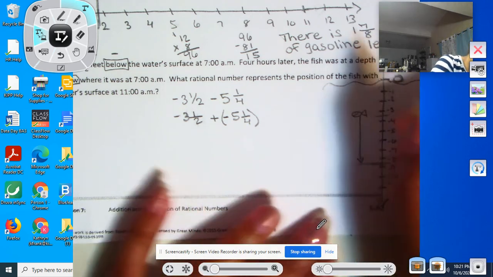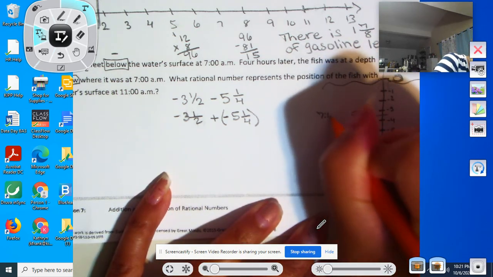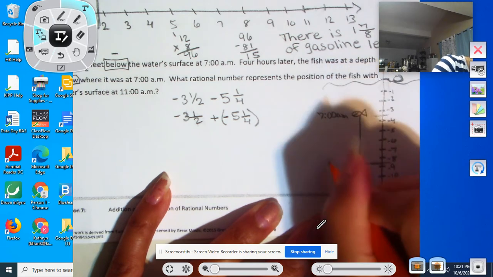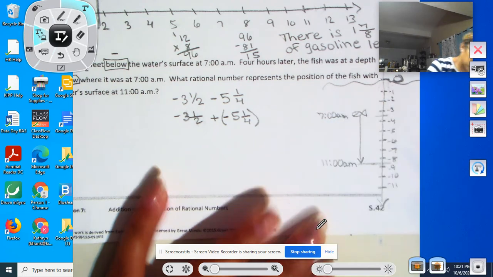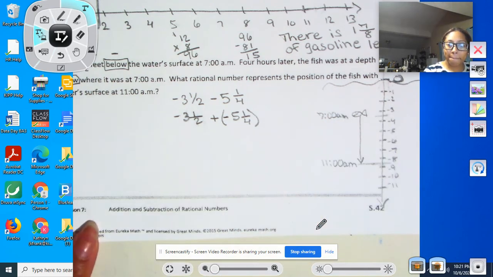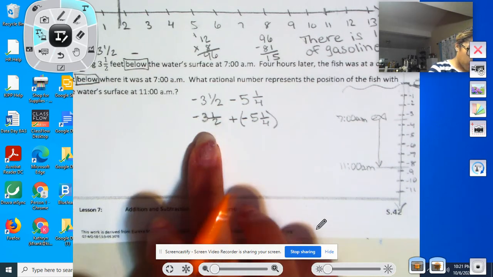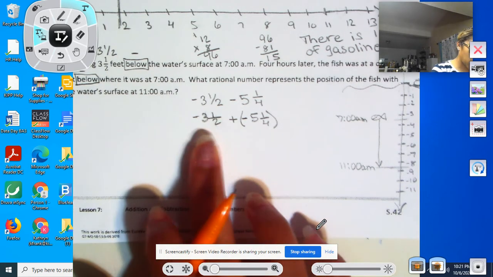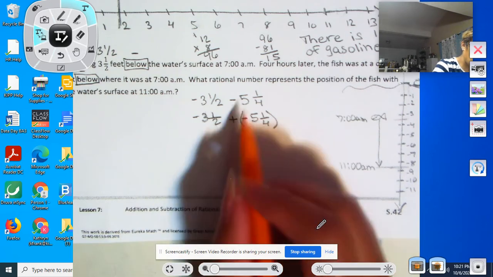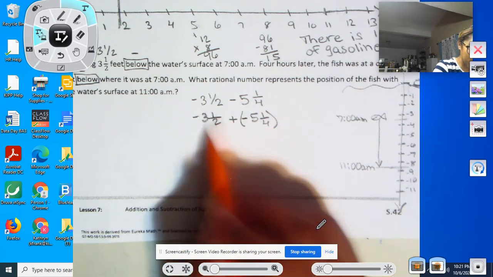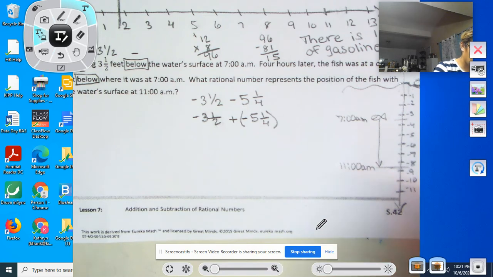So this is where the fish was at 7 a.m. And 4 hours later would mean that this is where the fish is at 11 a.m. Okay. All right. So we need to solve for what this is going to be. We are going further negative. So essentially, we're combining these negative numbers together. So we're adding a negative to a negative, making it a smaller negative number or negative rational number at this point.